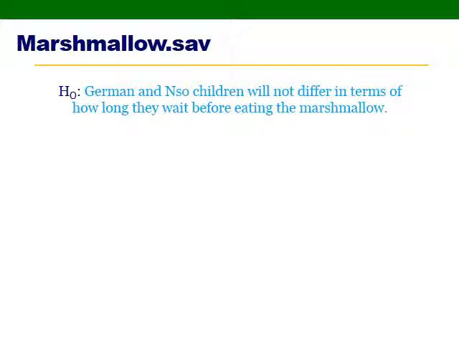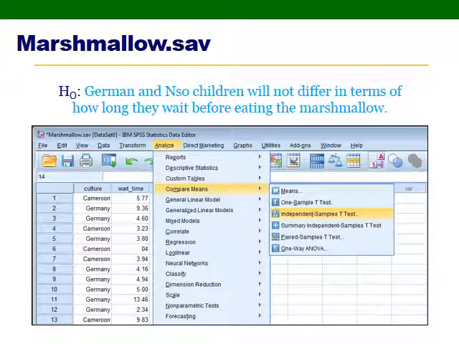Our null hypothesis says that there's no difference. So in this case, it would say that our two groups, German children and ENSO children, did not differ from each other in terms of how many minutes they were able to wait before eating the marshmallow. To test this hypothesis, we're going to use the data in the file marshmallow.sav.